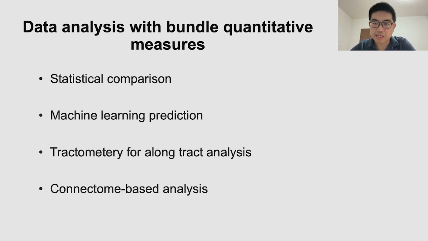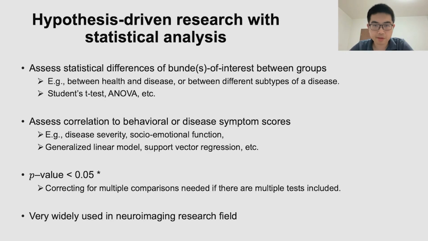Then, once a quantitative measure has been extracted, several options exist for bundle analysis, which can be hypothesis-driven using statistical analysis or data-driven using machine learning. These methods may rely on summary statistics per tract, or data along the fiber bundle using tractometry, or using a connectome-based analysis. One widely used analysis is based on a hypothesis-driven strategy to assess if there are statistical differences of the fiber bundle of interest between different groups, for example, between health and disease or between different subtypes of disease.